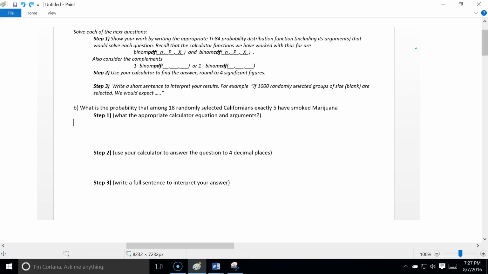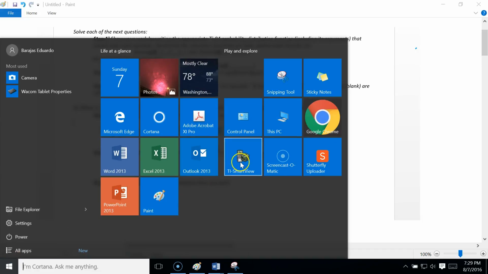Okay, but let's proceed. B. What is the probability that among 18 randomly selected Californians, exactly 5 have smoked marijuana? Okay, so the probability statement would be this. The probability that x equals exactly 5 equals binomial PDF of 18, comma, 0.65, comma, 5. Okay, so now let's go to our calculator and figure out what that is.